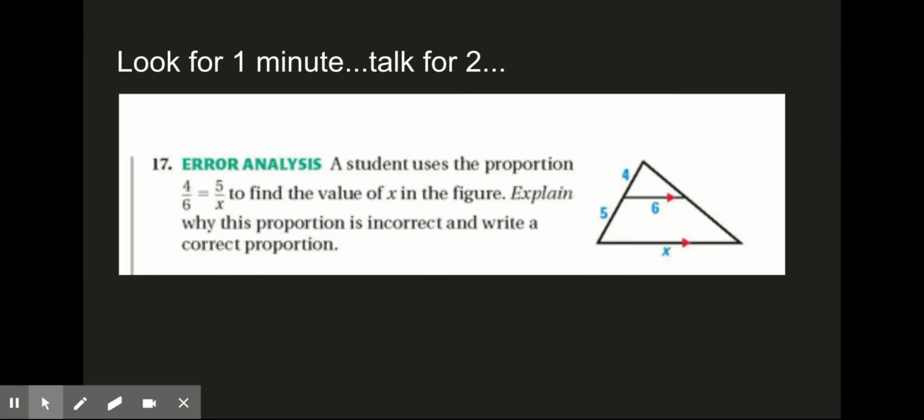I like this problem about error analysis because this is going to come up. You're going to have questions like this on your test at the end of this chapter, where when you set up 4 over 6 and 5 over x, 5 is not a side of a triangle. It's not. What we need to be doing is 6 over x and comparing that to 4 over 9, right? 4 plus 5 is 9.